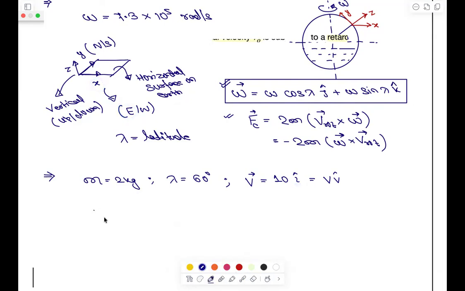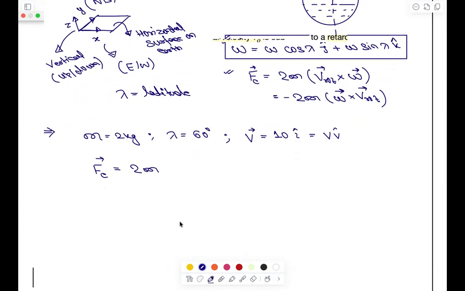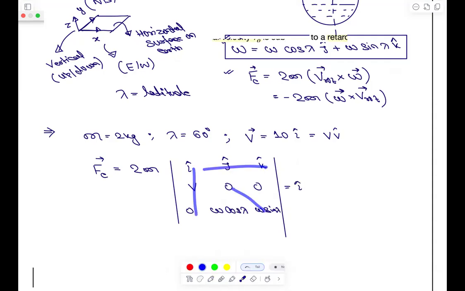What will be FC? It will be 2m times the determinant of i cap, j cap, and k cap; then V, 0 component; then 0, omega cos lambda, and omega sin lambda. Now if I take i cap, what will happen? This is multiplied by 0, this is multiplied by 0, so we have 0. So no force is applicable in the east or west direction.